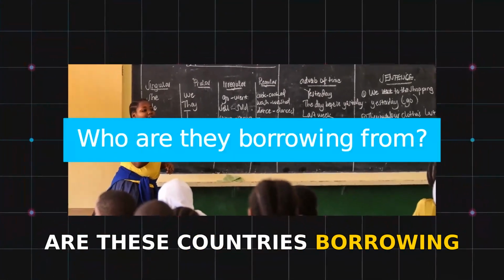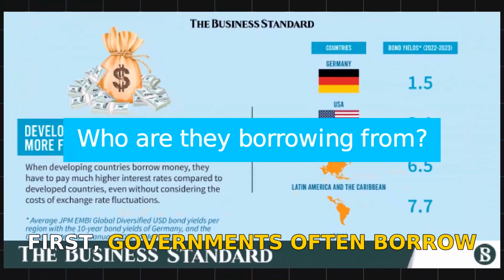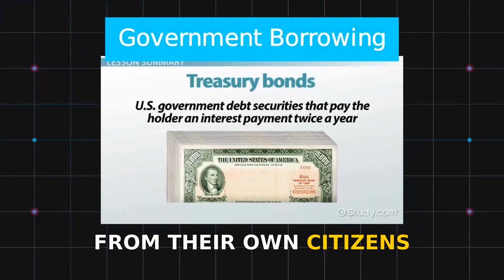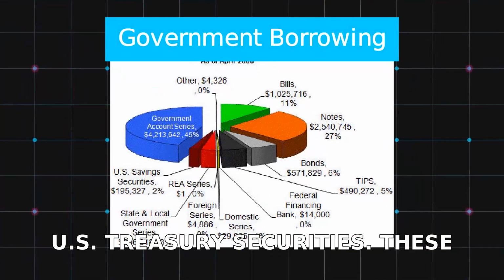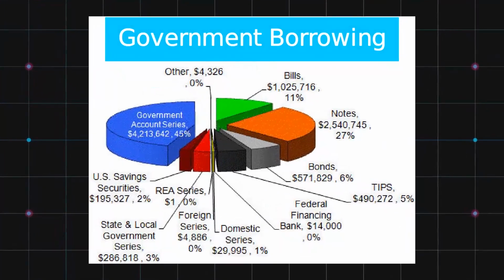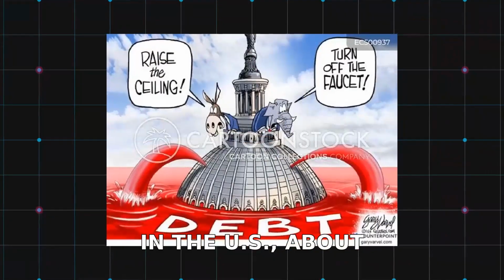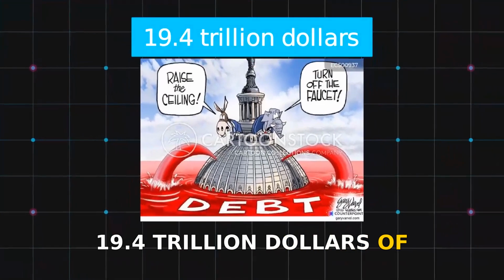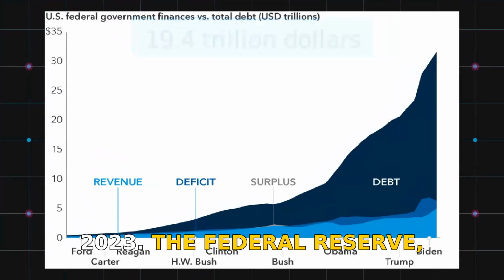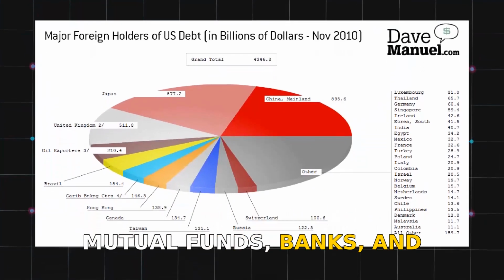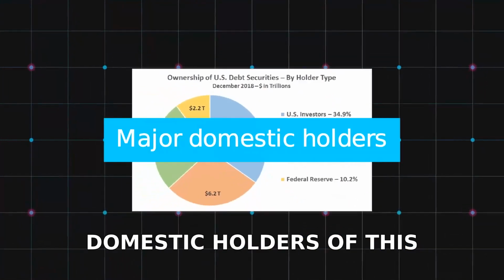But who exactly are these countries borrowing from? Let's break it down into the main creditors. First, governments often borrow from their own citizens through domestic bonds like U.S. Treasury securities. These are considered safe investments because they're backed by the government's ability to tax its citizens. In the U.S., about $19.4 trillion of federal debt is held domestically as of December 2023. The Federal Reserve, mutual funds, banks, and individual investors are major domestic holders of this debt.